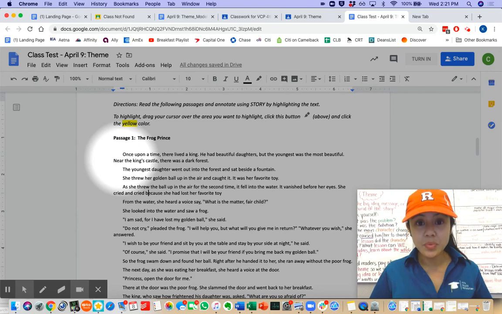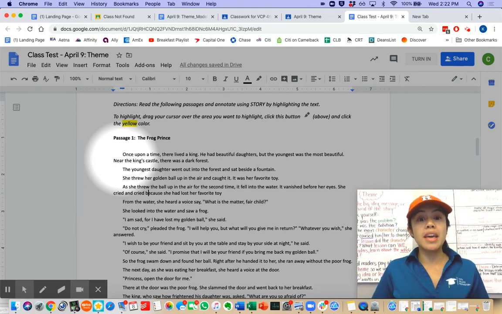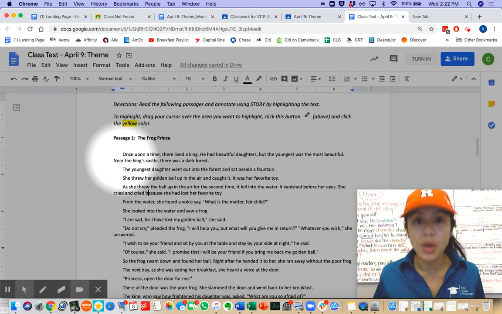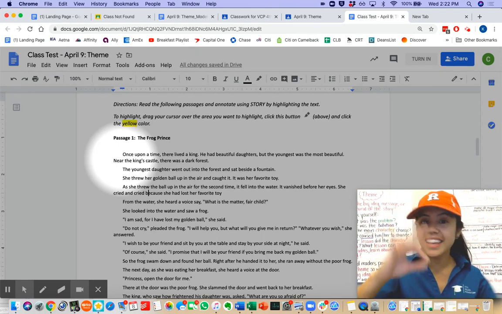The first text we'll be reading is The Frog Prince. Remember to show me a thumbs up or thumbs down if you hear evidence for STORY. Got it?